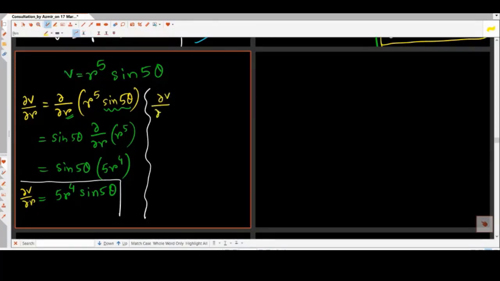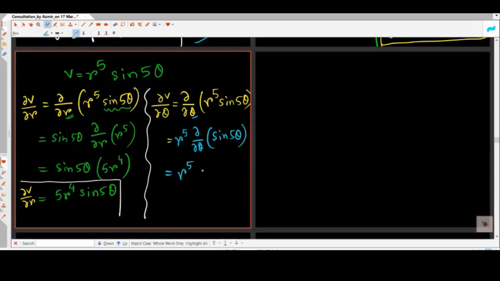So dv d theta equals d theta of r to the 5 sine 5 theta. This time we are differentiating in terms of theta. That means r and r to the 5 will be constant. So r to the 5 is written before the differential operator. So d theta sine 5 theta. So here we have r to the 5.